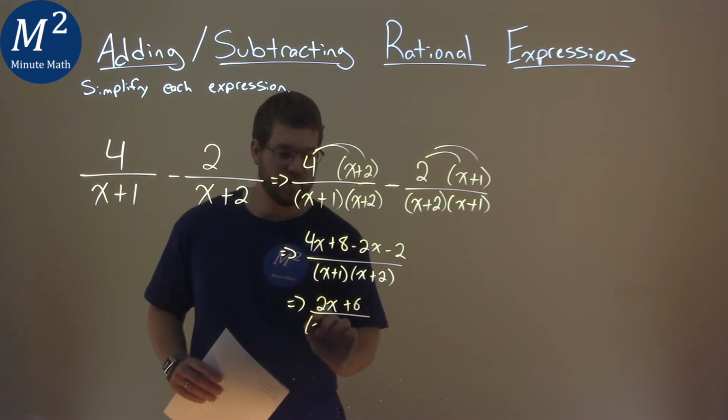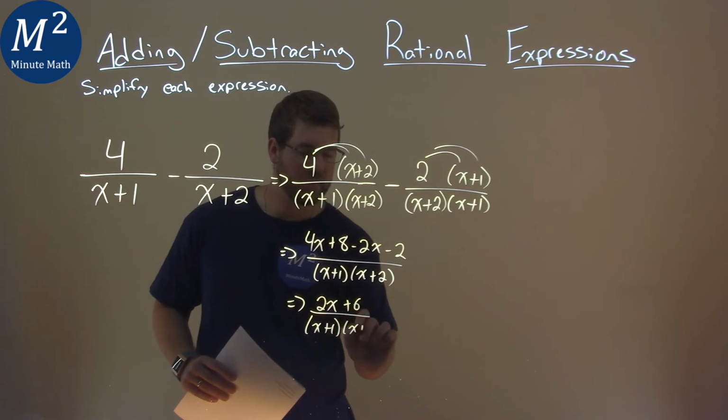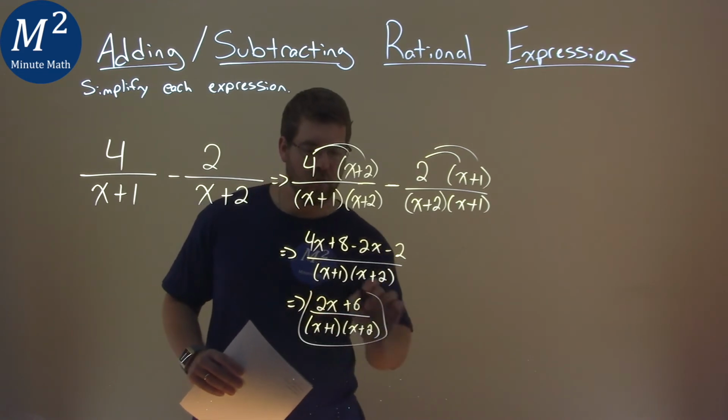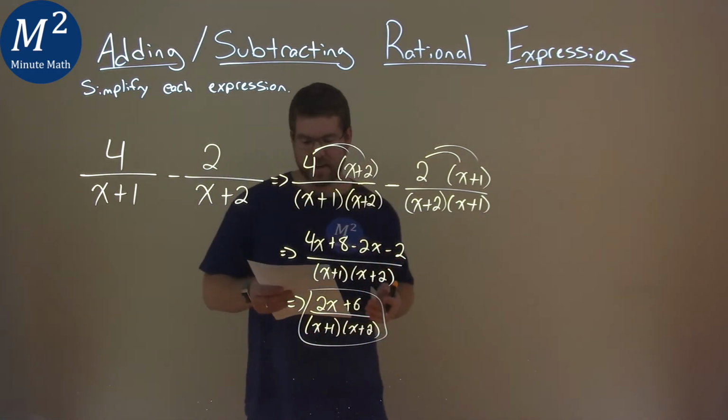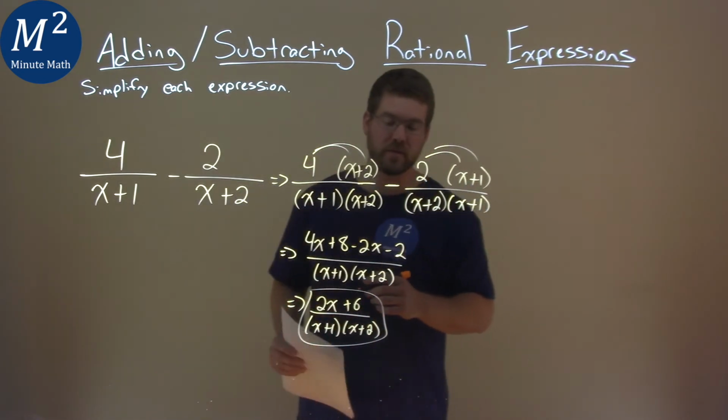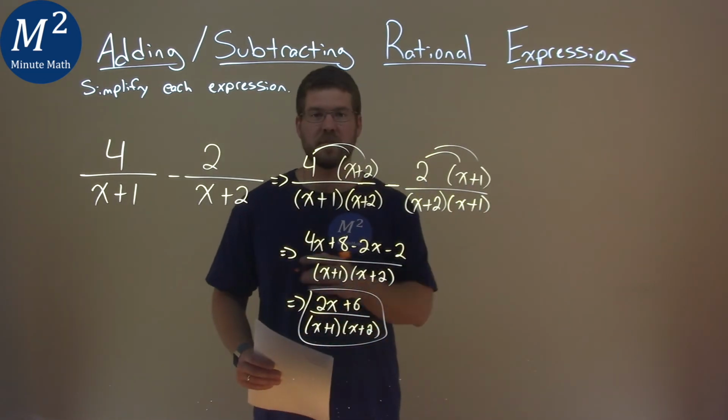Denominator stays the same, x plus 1 times x plus 2. And so our final answer here, it's pretty much it, can't simplify anymore, is 2x plus 6 over x plus 1 times x plus 2.